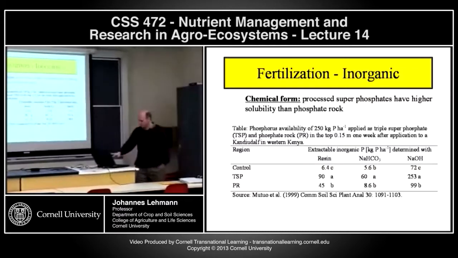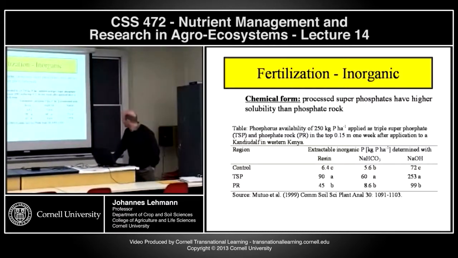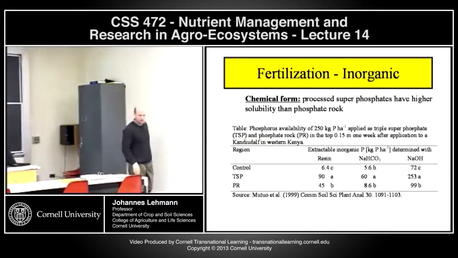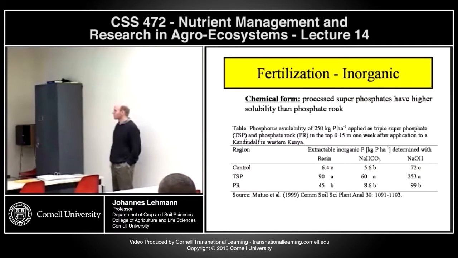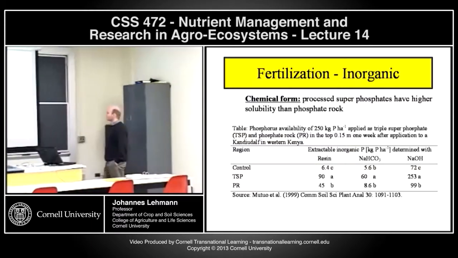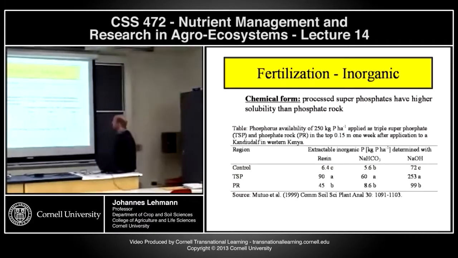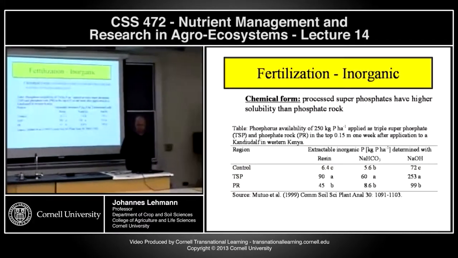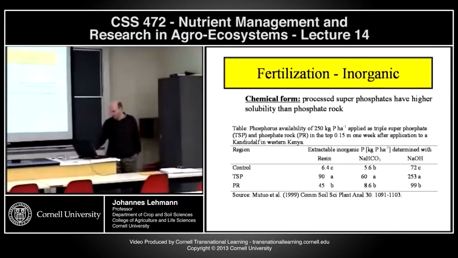So we can probably conclude that, and that is actually a pattern that seems to be true for many situations, that the phosphate rock does not increase phosphorus availability to the extent as the TSB would for similar phosphorus application rates.